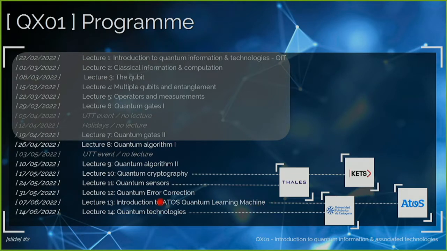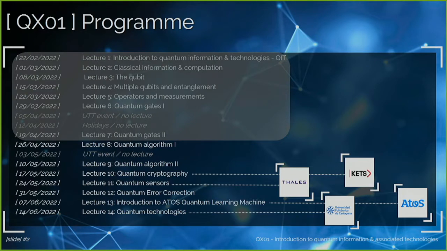Then there will be a lecture, probably given by myself, on Introduction to Quantum Error Correction. We'll see how it goes, but most likely that's what I'm going to talk about. Then it's also confirmed that there will be someone from the French company Atos to talk about the quantum learning machine that they built and work on, the Atos quantum learning machine.